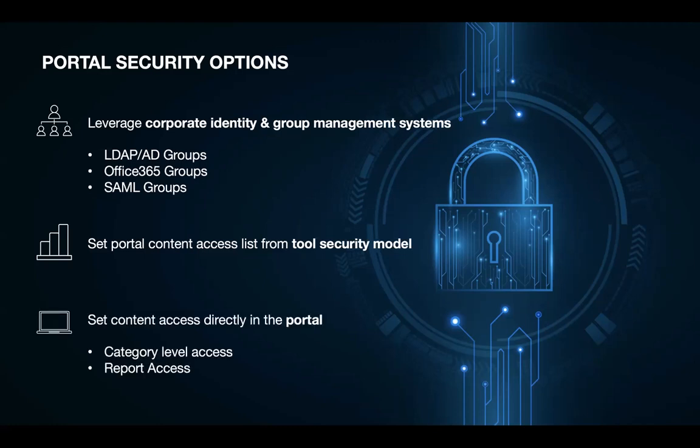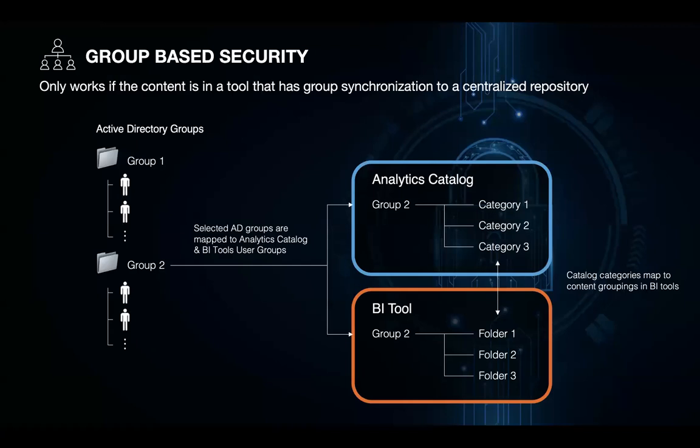And then the final choice. These are really in order of preference. The final choice is if, for that particular type of content, there is no security model today, or the security model cannot be accessed at all, then you want to configure it directly within the catalog portal, setting either a category level or a report level, either to the user or more commonly to the group. You want to be able to set access and controls as to who is able to see that content.